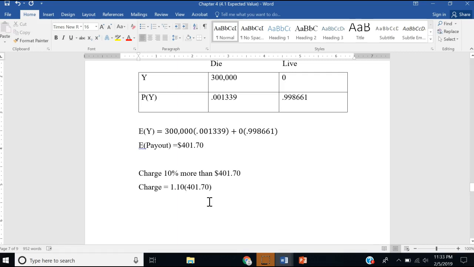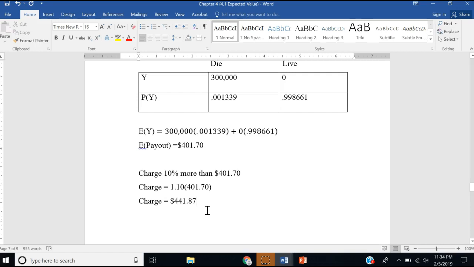Okay? So they're actually going to charge $441.87. So they're charging 10% more, which comes up to $441.87. All right, again, I round that to 2 decimal places. This one came out nice and even at 2 decimal places, but I'd round it to 2 decimal places if I had more decimals.